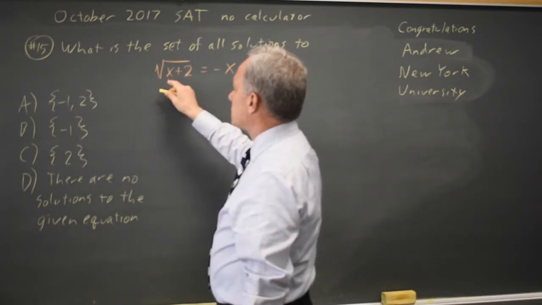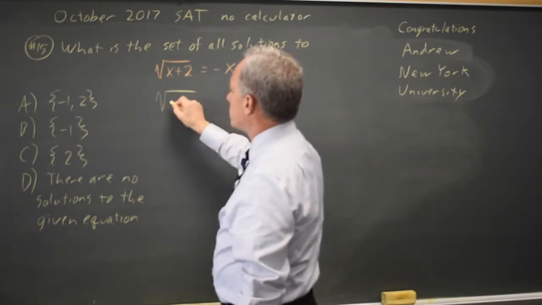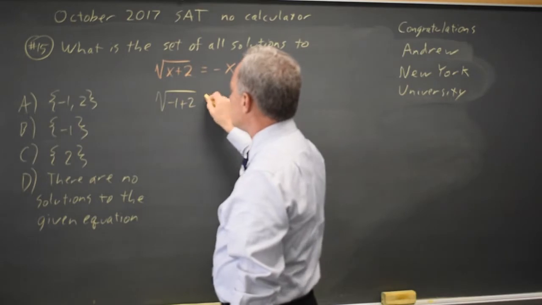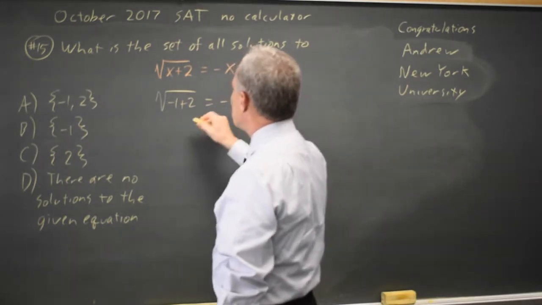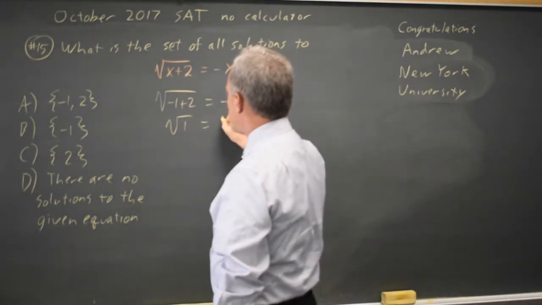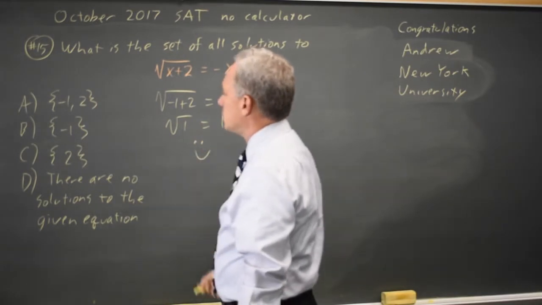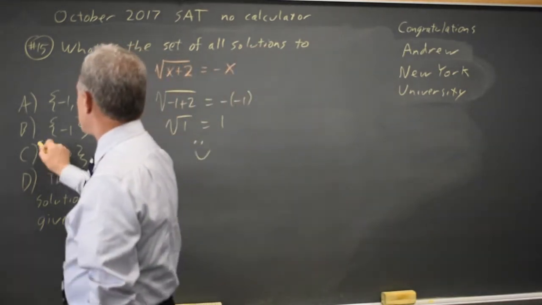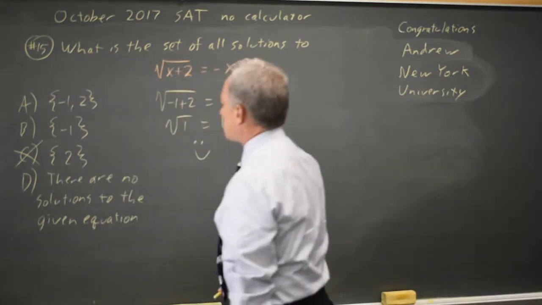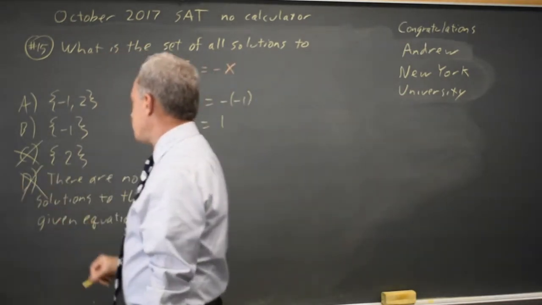Let's substitute in x equals -1. That gives us the square root of -1 plus 2 equals minus -1. So root 1 equals +1, and that is true. So the correct answer will have -1 in it. And that also means there are solutions, so D is wrong.